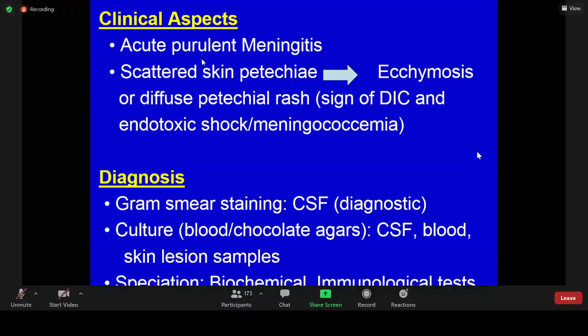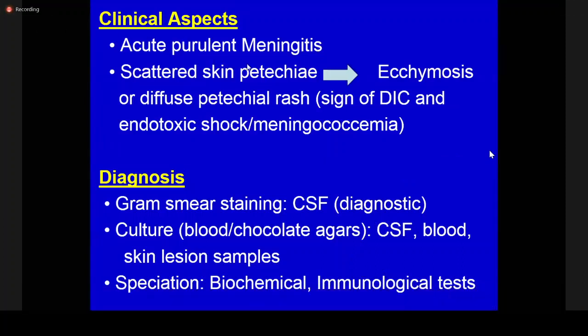Clinically, it can cause acute purulent meningitis, and we said from the beginning that there are pus cells. Scattered skin petechiae, meaning bleeding under the skin, small hemorrhages under the skin. It can lead to ecchymosis. This minor bleeding will coalesce and become ecchymosis, blood patches. Or a diffuse petechial rash, which is a sign of what? Of DIC, disseminated intravascular coagulation.